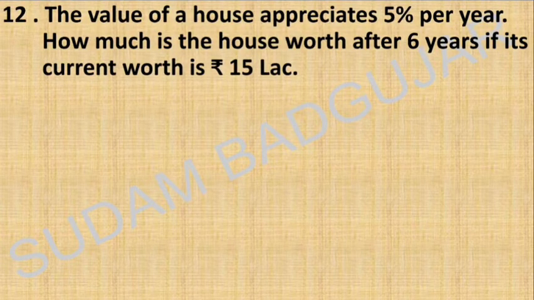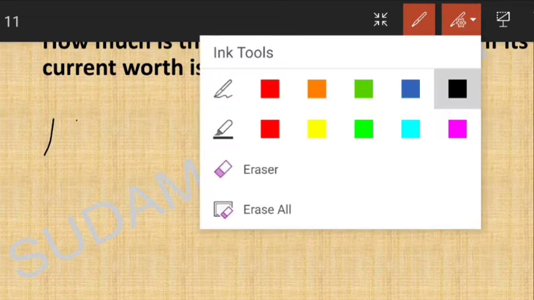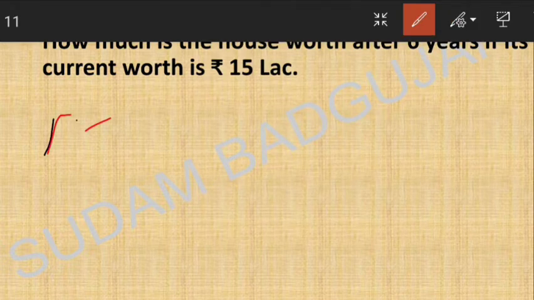Now the next question, question number 12 is, the value of a house appreciates 5% per year. How much is the house worth after 6 years if its current worth is 15 lakhs? Okay, so the house is getting an appreciation, its value is appreciating at 5% per year. So after 6 years, what will its value be? How much value after 6 years? The current value is 15 lakhs.